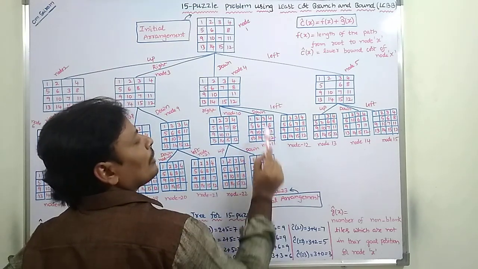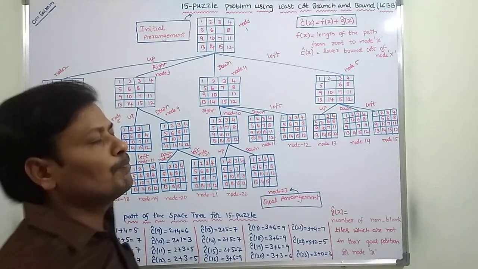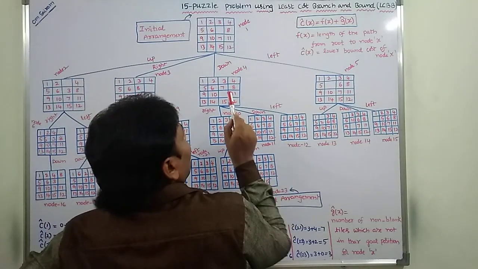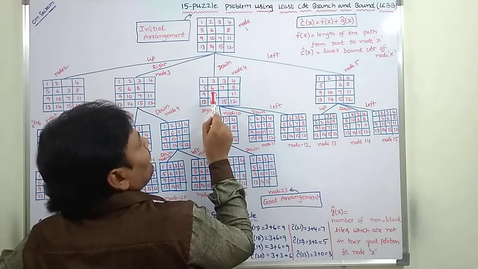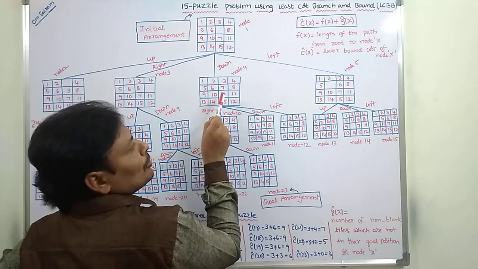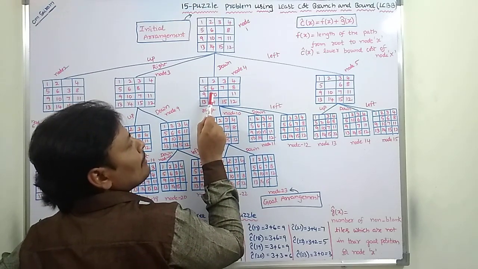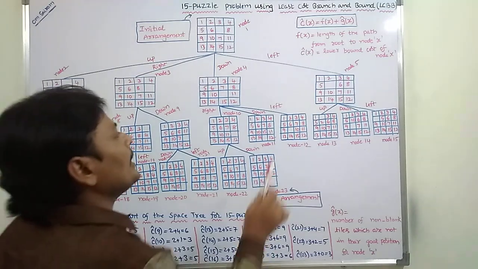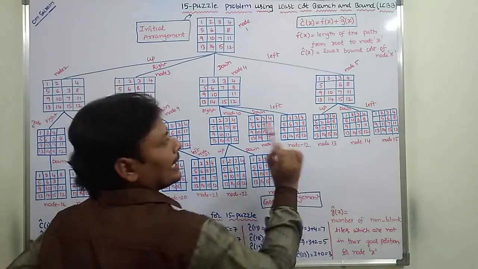So this is the outcome we are getting. This is node 11. Okay, next one. The empty tile can be moved to left direction. 10th tile can be moved to this place and empty tile can be moved to this place. So then node 12 we are getting.